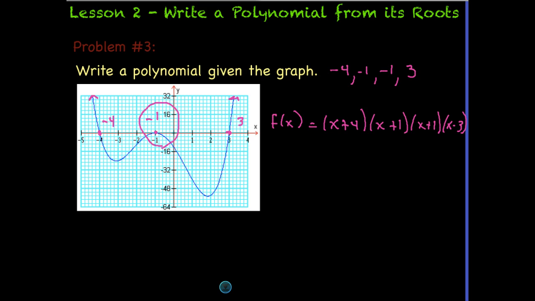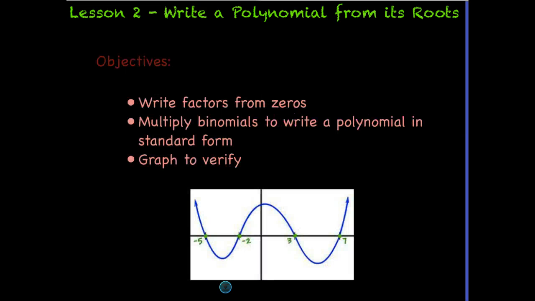All right, and that concludes our lesson on writing polynomials from its roots. So really, what's important in this is for you to practice multiplying polynomials to write a polynomial by first writing the factors from the zeros, and then to verify that your distribution was correct by graphing your final polynomial.